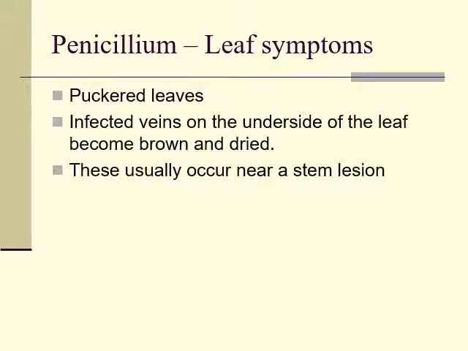As far as what it might look like on leaves, if you see the leaves are puckered, like the surface of the leaf is bumpy, not smooth, that may be an indication that you have penicillium. It usually starts on the veins underneath the leaf, and eventually the veins actually become brown first. And on the leaves, it'll be somewhere near where it is on the stem. So if you see it on the stem, check leaves nearby for confirmation.